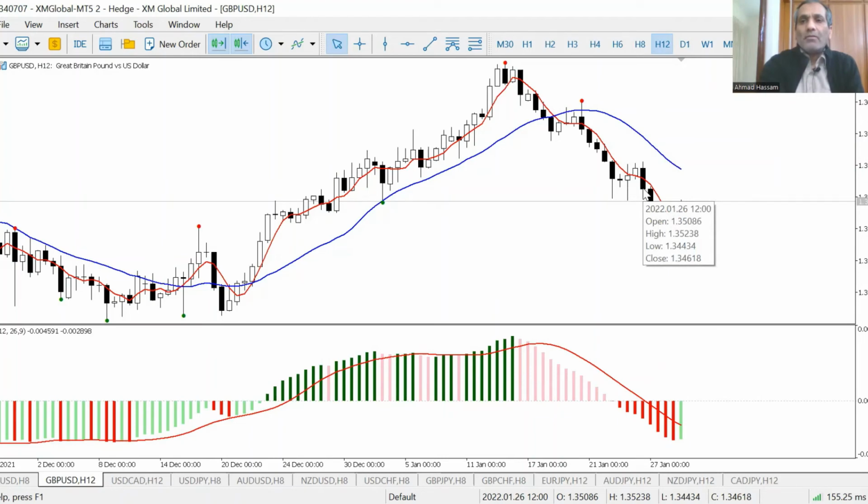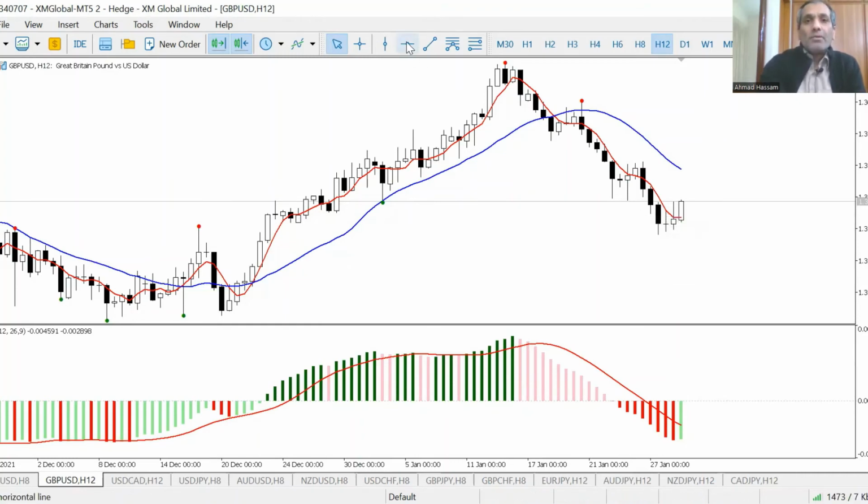So roughly a 150 pip move with a 10 pip stop loss. It would have given you 1:15. Very good risk to reward. Now, with practice, you will understand how to identify good trading opportunities using MACD and the concept of support and resistance.